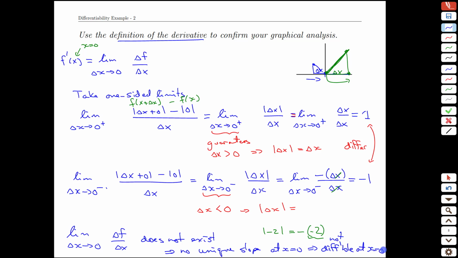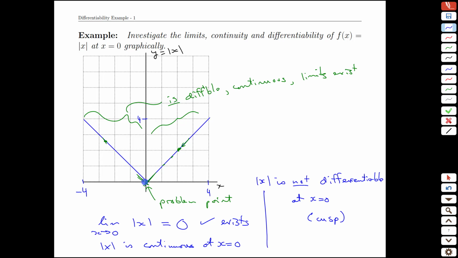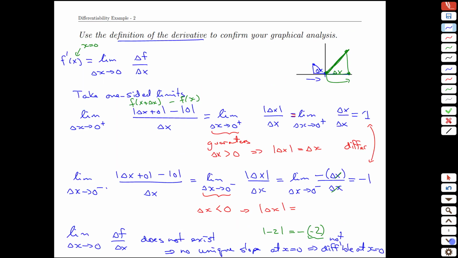Use a little shorthand here, at x equals 0. So all of this work validates our simple idea from the last page, where we looked at the graph and said, oh, there's a cusp here. Why is that a bad thing? When we go back to the definition and using formulas, we see that we get different slopes coming from different directions, and if that happens, we can't talk about the thing that defines the derivative existing in that case at x equals 0, and so we have the conclusion the function is not differentiable at x equals 0.